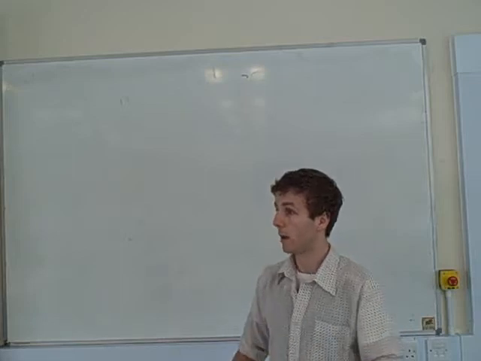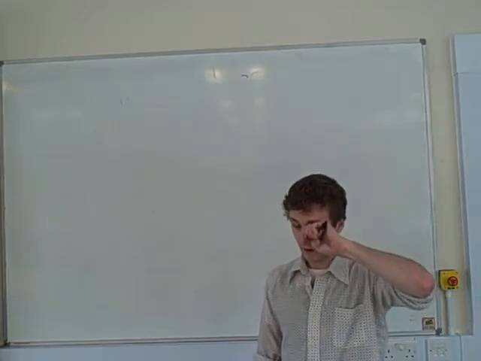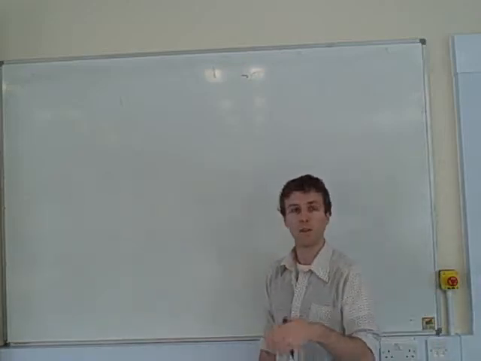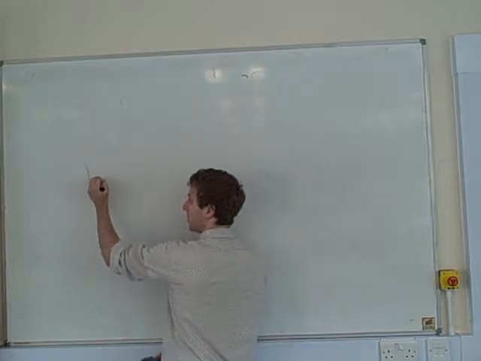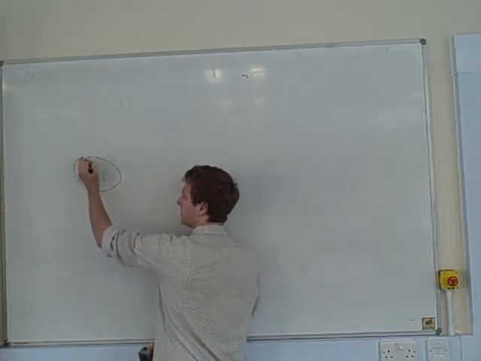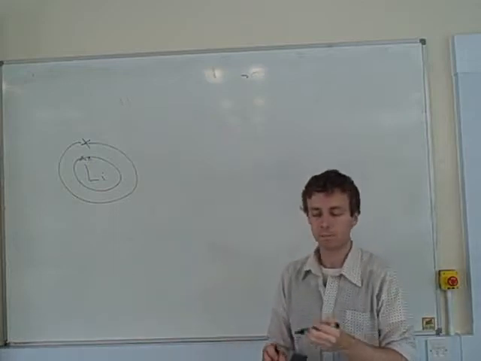So let's do lithium again. Lithium has a proton number of 3, so it has 3 protons in its nucleus and 3 electrons around the outside. So remembering 2, 8, 8, I'm just going to do lithium has got 2 in its first shell, and it must have 1 in its outer shell.